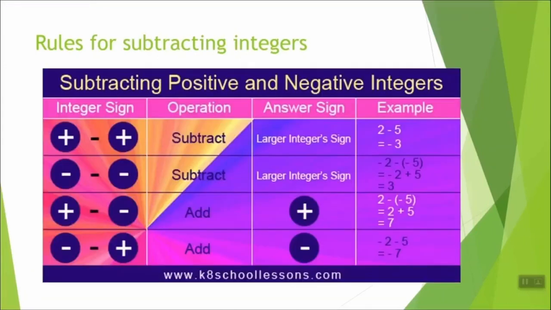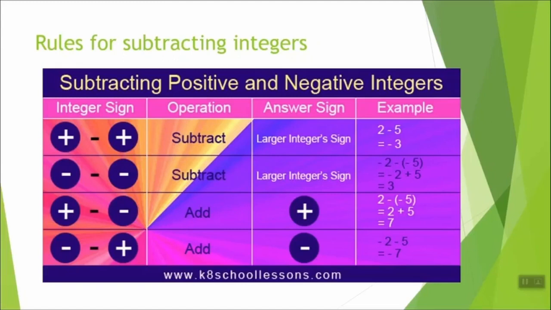Now comes the rule for subtraction of integers. Now if you need to subtract one positive and one negative integer, let's see what happens. In the first case, if there are two positive integers and you need to subtract them, the operation performed is subtraction, but the sign will be of the bigger number. And in the second case, if there are two negative integers, then also the operation performed is subtraction and the sign of the bigger integer will come, as you can see in the examples.